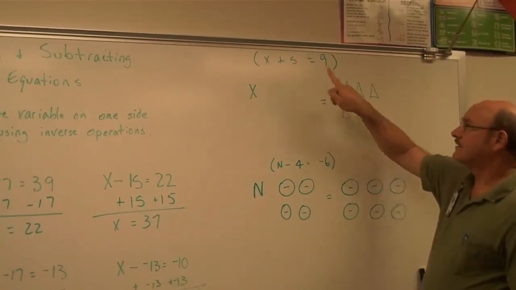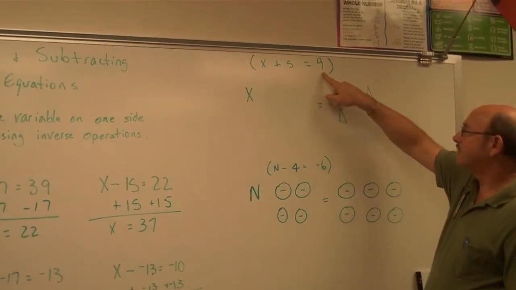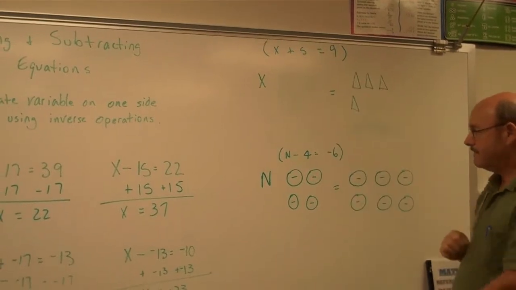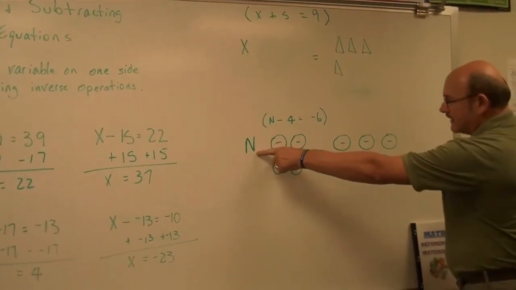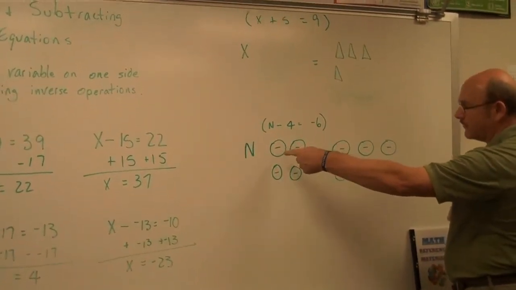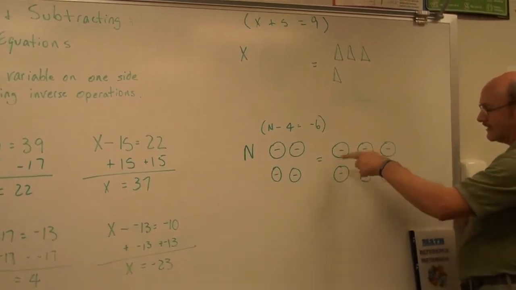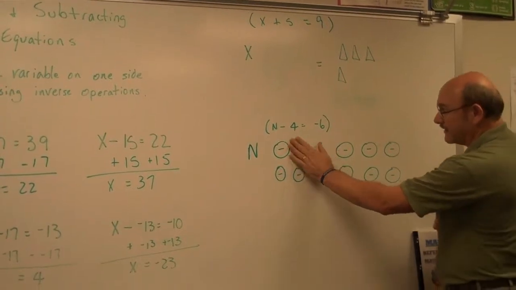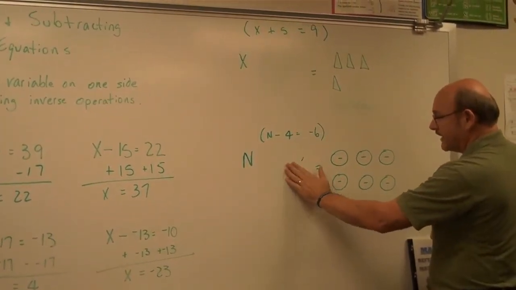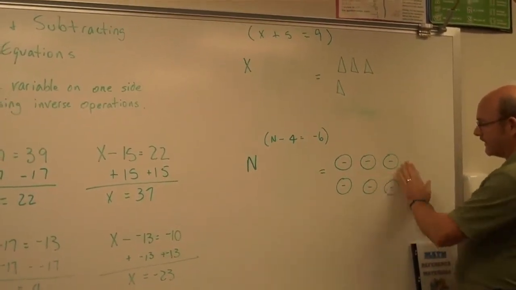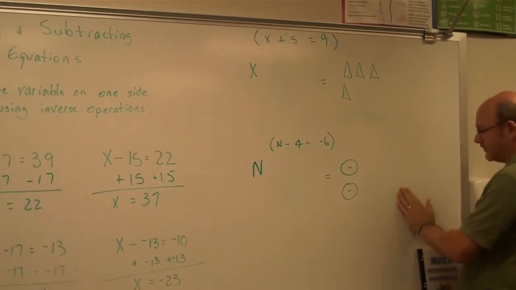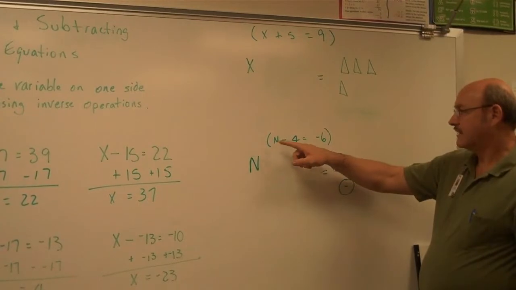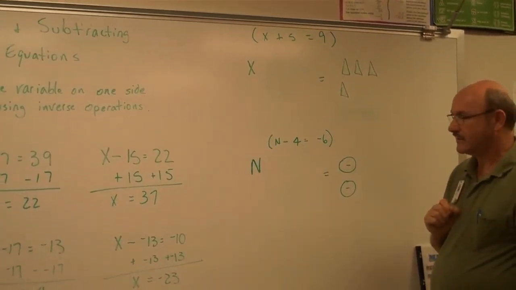Is that correct? Remember our original equation? 4 plus 5 is 9. Yes, that's correct. Here we have n minus 4 equals negative 6. Okay? I can get rid of 4 negatives here to get n by itself. If I get rid of 4 negatives over here, n is equal to negative 2. Negative 2 minus 4, negative 6.